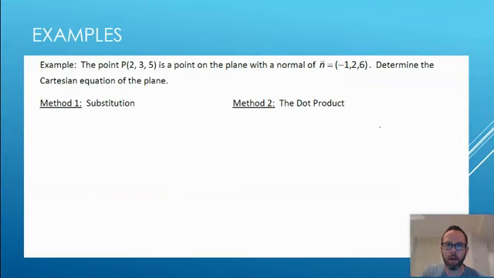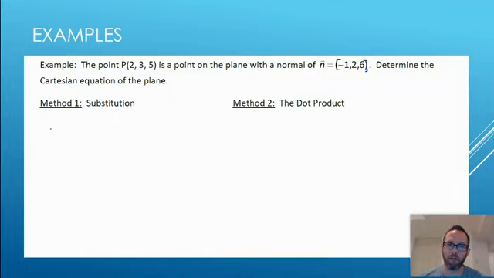So here's a first example. Let's say we have a point on the plane, and our plane has a normal of [-1, 2, 6]. And I guess I should follow my own advice and use square brackets since that's a vector. Point P is a point, round brackets, vector, square brackets. So what's the Cartesian equation of this plane?